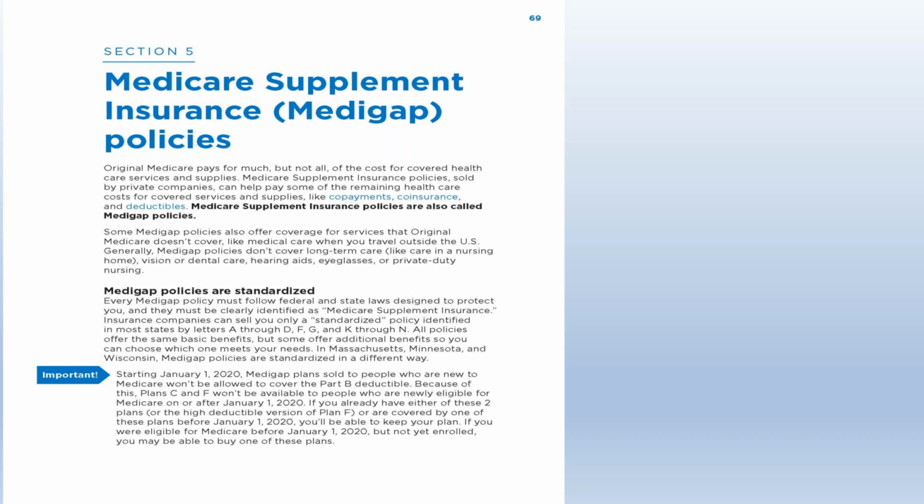If you were eligible for Medicare before January 1, 2020, but not yet enrolled, you may be eligible to buy one of these plans. So if you're newly eligible to Medicare, starting the beginning of this year, you're locked out of any plan that covers the Part B deductible, which are plans C and F.